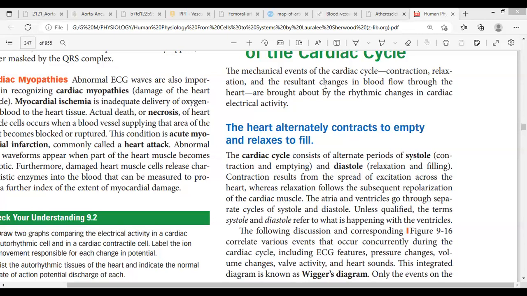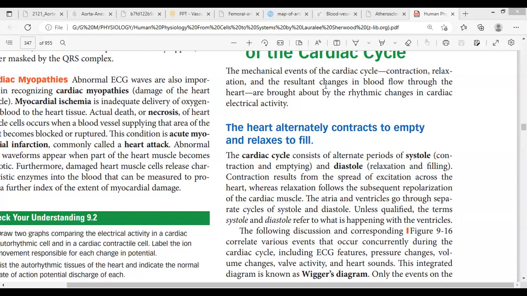Okay, so systole and diastole. Systole is the contraction and emptying. Diastole is relaxation and filling. I remember how I used to figure this out: it has some relation with breathing in and breathing out. Guys, is it related to breathing in and breathing out? Is it something similar to that? I don't know. Explain your story.